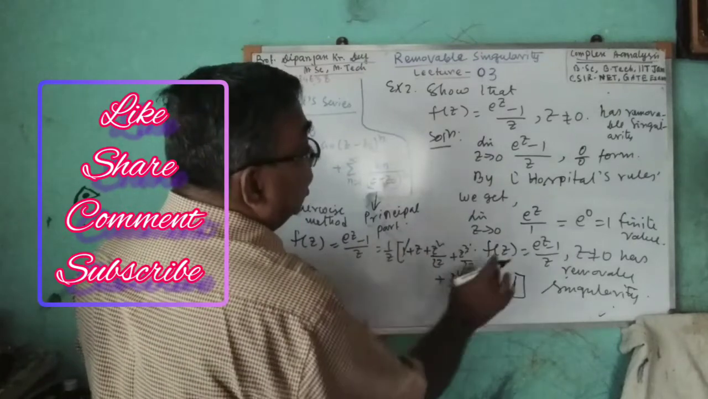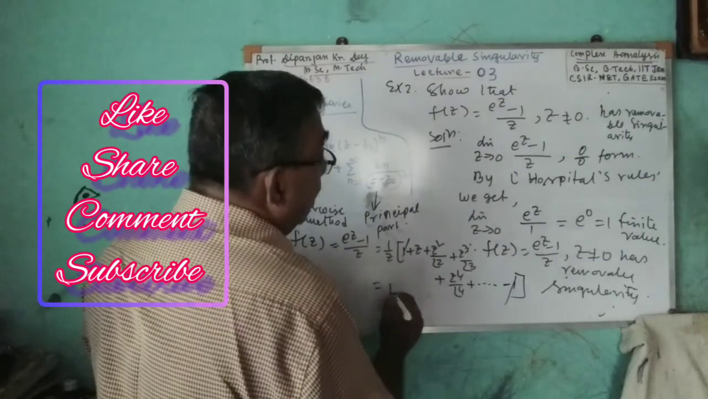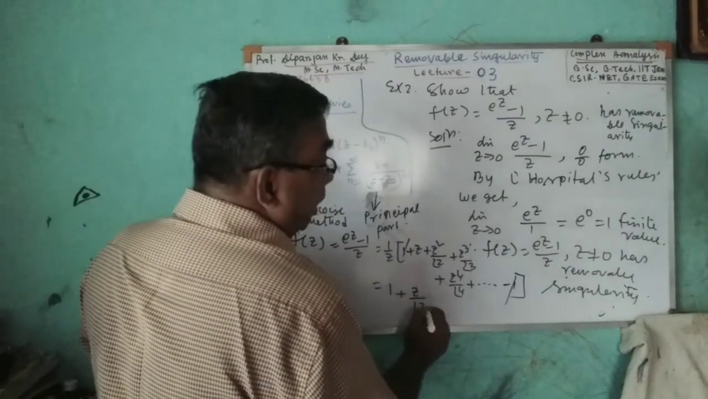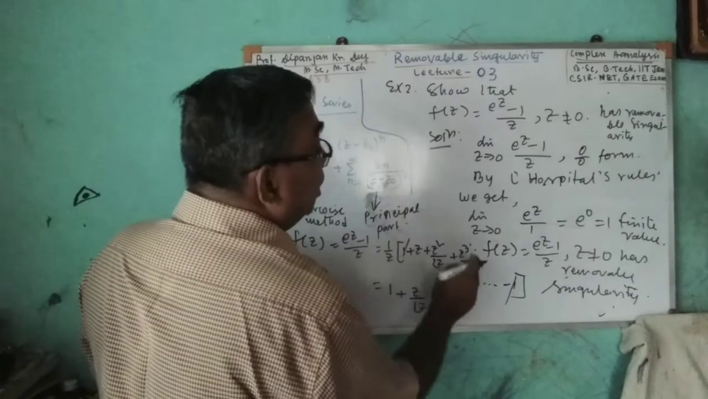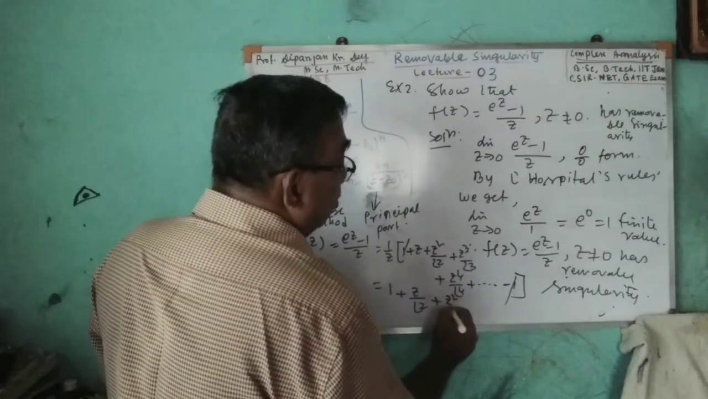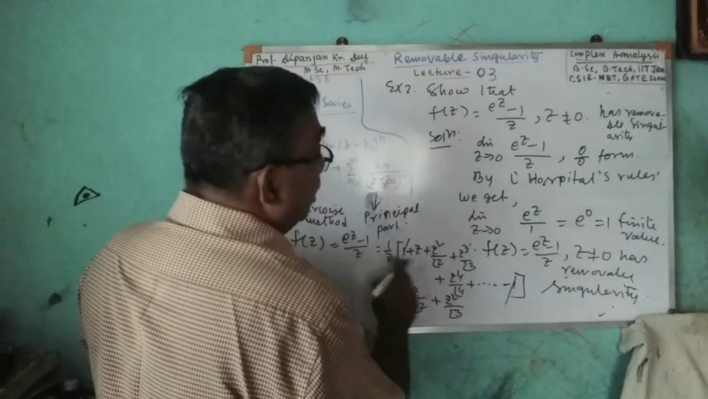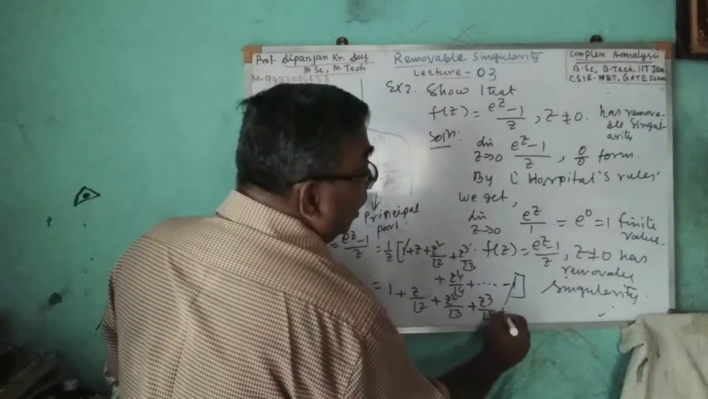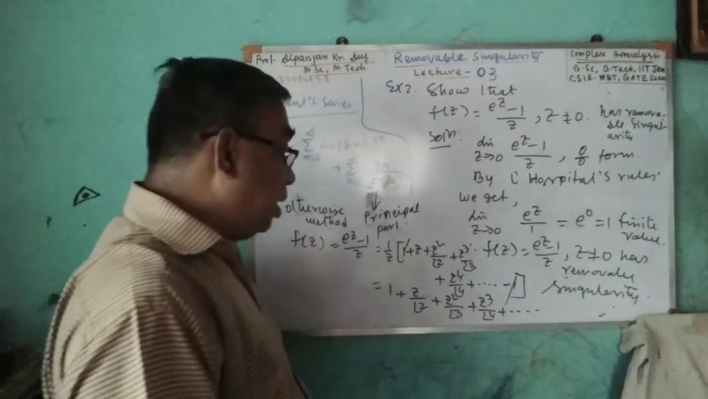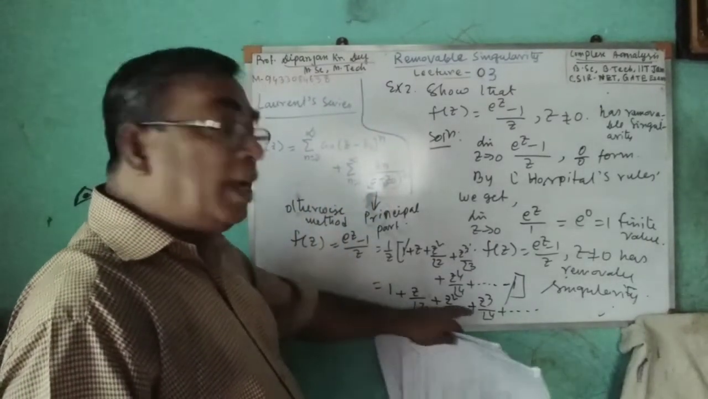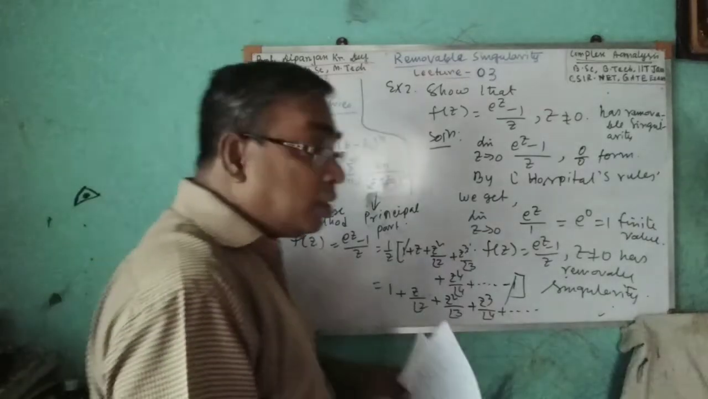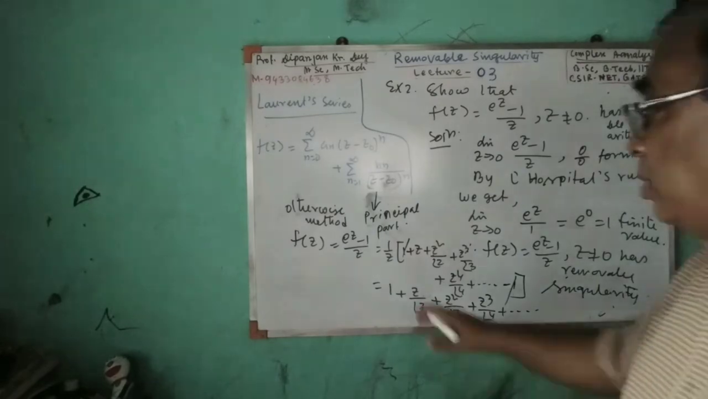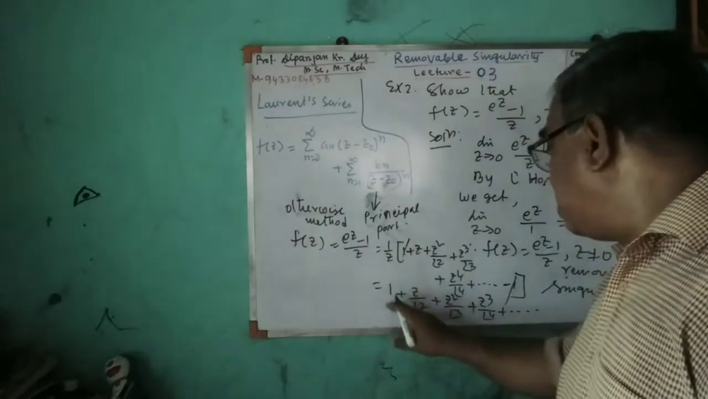Now 1 by z into this, that means we are getting 1 plus z by factorial 2. Try to understand. Plus 1 by z into this, that is z square by factorial 3. 1 by z into this, that is z cube by factorial 4 plus dot. Try to understand. Here you see there is no negative power of z. That means we expand binomially, that f(z) becomes the result this.